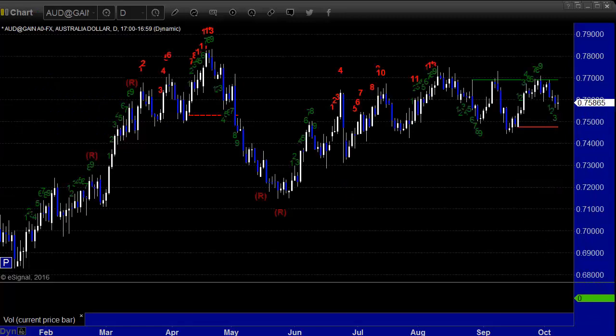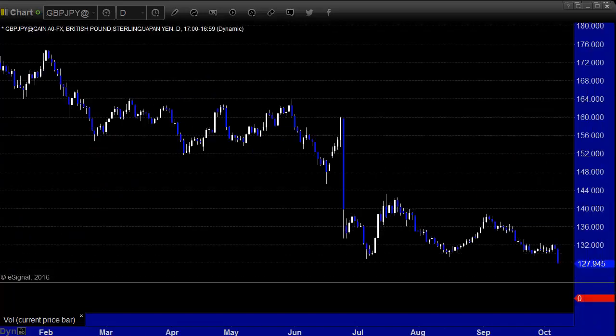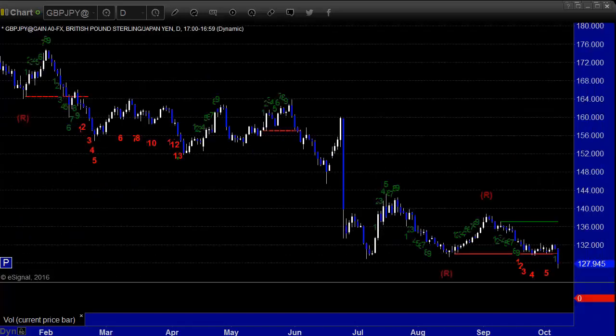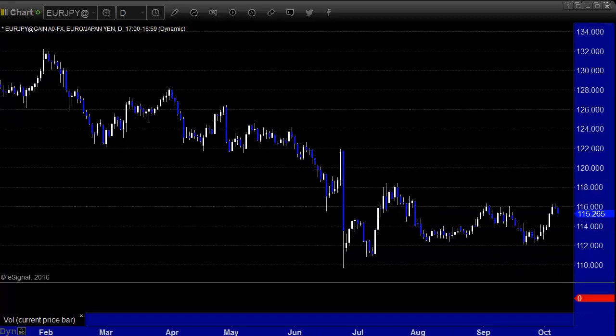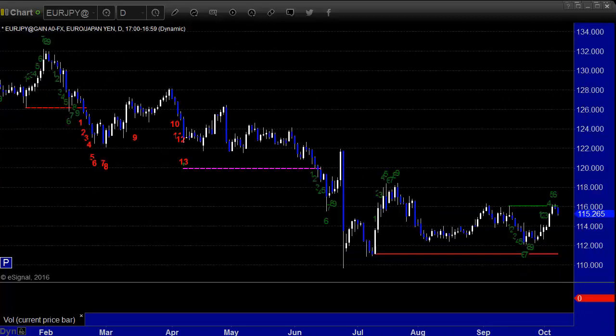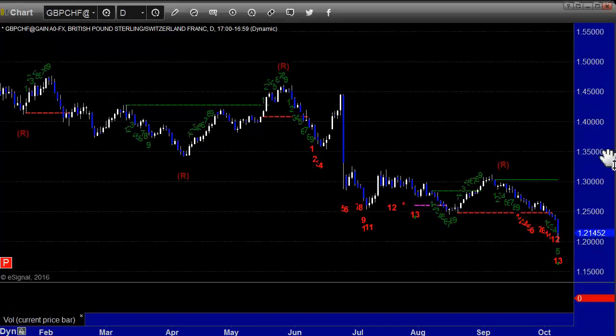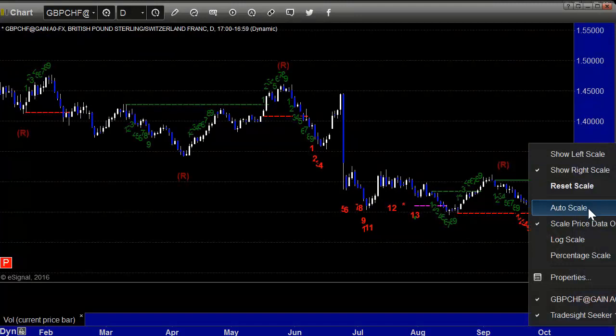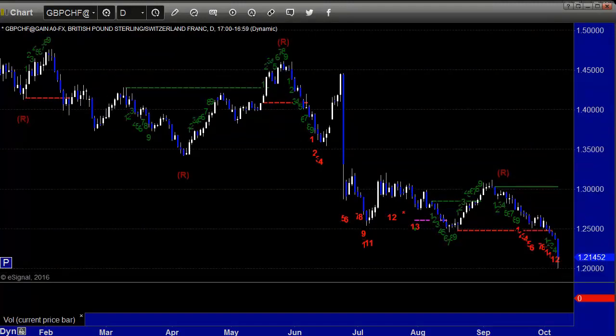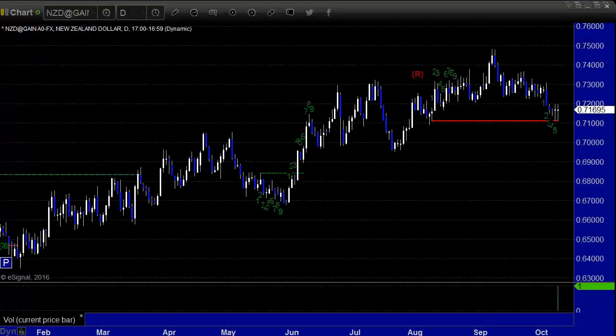Here comes the Aussie dollar at 0.75. Pound yen also making new lows on this breakdown here. Didn't get the spike the pound dollar did. Here's the euro yen holding up much better. Pound Swiss also broke. By the way, if I go to projection mode, this is a 13 buy signal on the pound Swiss from that exhaustion there. And here's the New Zealand dollar pair sitting on the red static trend line still.